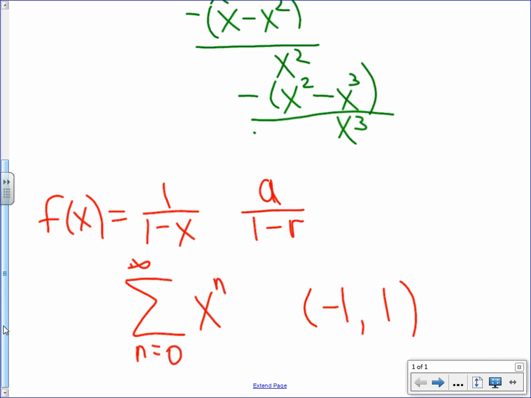Why did I automatically put parentheses around? We have a geometric series. It's never going to include the endpoints because that would make it 1. That would make your radius 1. Exactly.